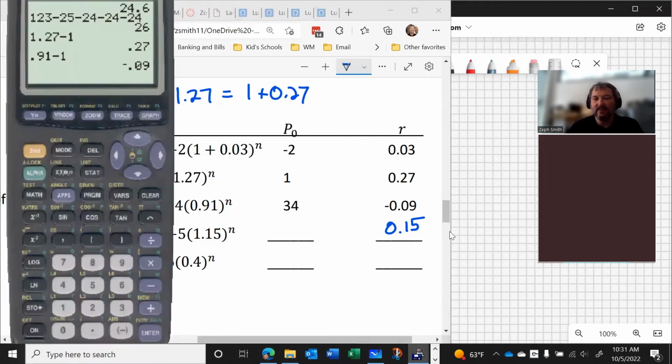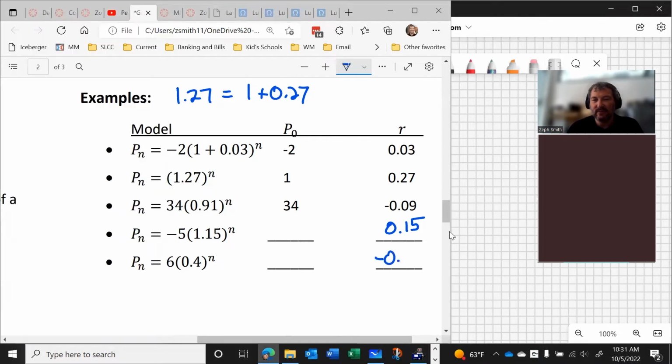Negative 0.6. Perfect. Negative 0.6. Now, if R is positive, we'll be dealing with an increasing exponential curve. And if R is negative, we'll be dealing with a decreasing exponential curve. Remember, the exponential curves, one side is going horizontal. The other side doesn't go vertical. It keeps growing in the other direction. In this case, left, in this case, right. Okay.